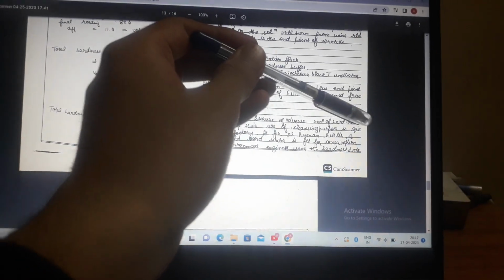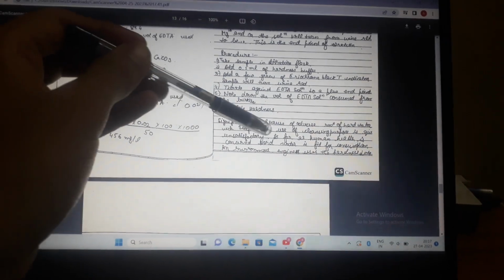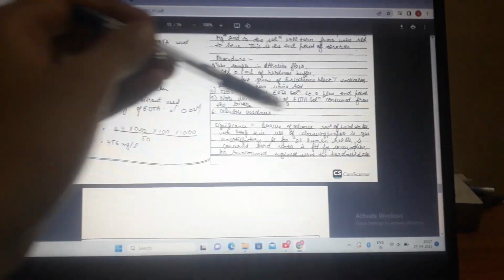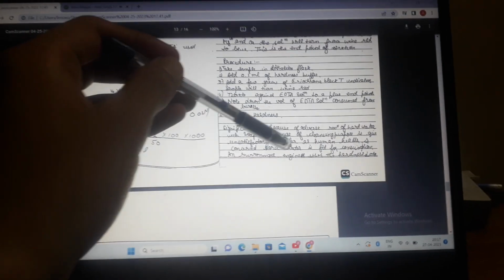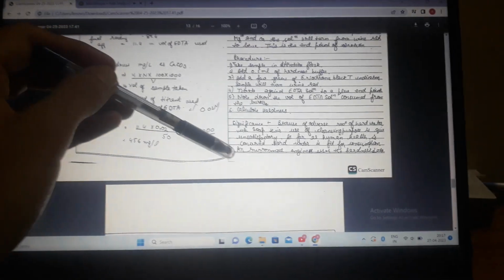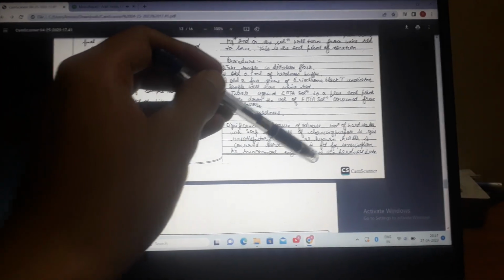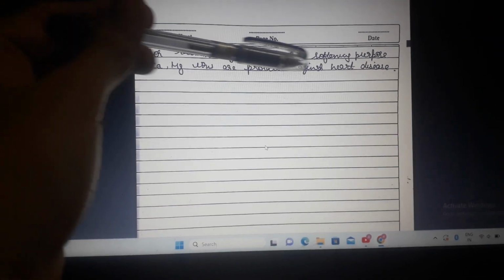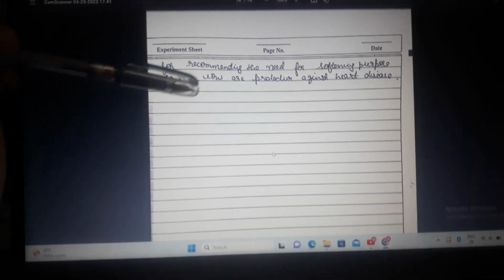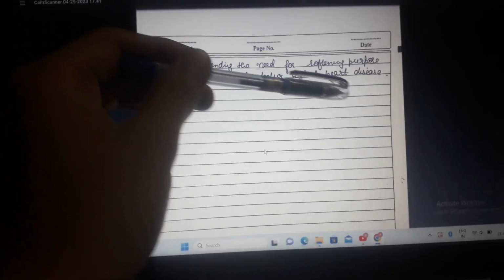Sixth, calculate hardness. Significance: because of the adverse reaction of hard water with soap, its use for cleansing purposes is quite unsatisfactory. As far as human health is concerned, hard water is fit for consumption. An environmental engineer uses the hardness rate for recommending the need for softening purposes. Calcium and magnesium ions are protective against heart disease.